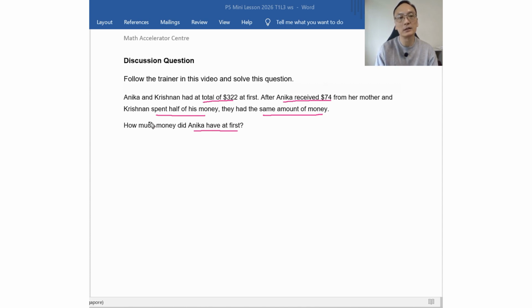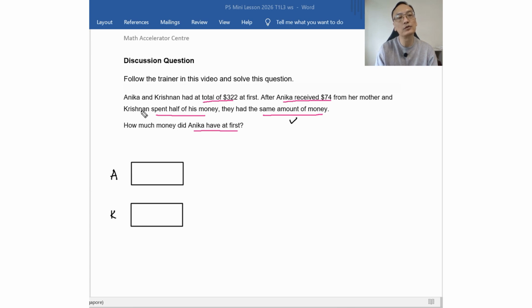So now that we highlighted the keywords, we will approach this question from the back first because we were told that in the end they have the same amount of money. So we will draw two equal bar models to represent Anika and Krishna, the amount they have in the end. Then we work backwards to find their original amount.